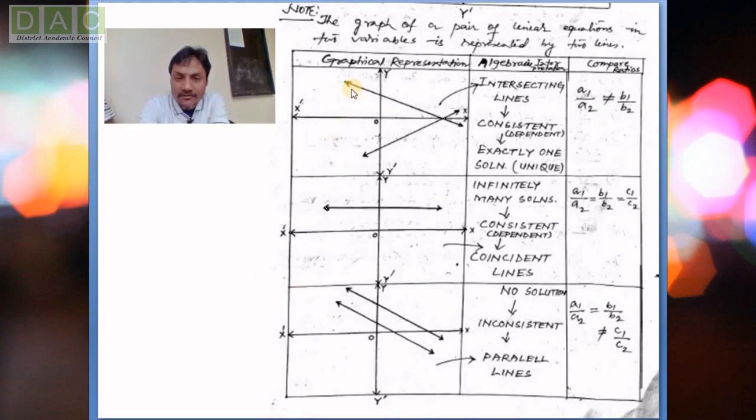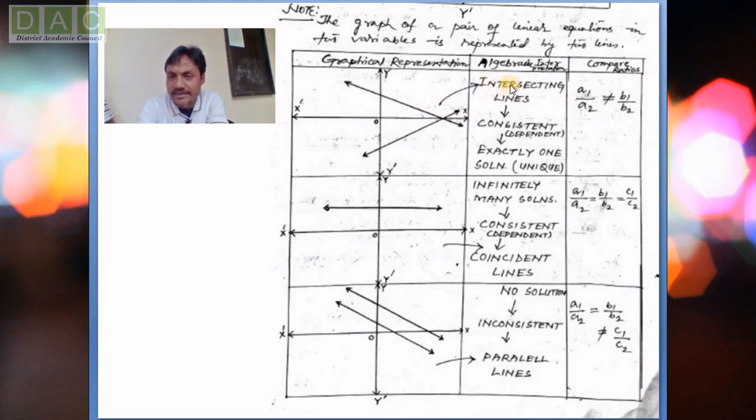This is the graphical representation of the linear equations. Here you see we consider this the first straight line and another straight line here. These two straight lines intersect at a point. That means in this graphical representation, there is an intersecting point. For this intersecting point, if we go to the second column, that is algebraic interpretation, what is represented by this intersecting point in the algebraic representation?